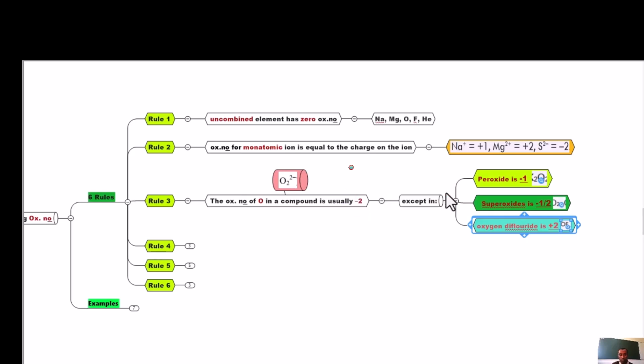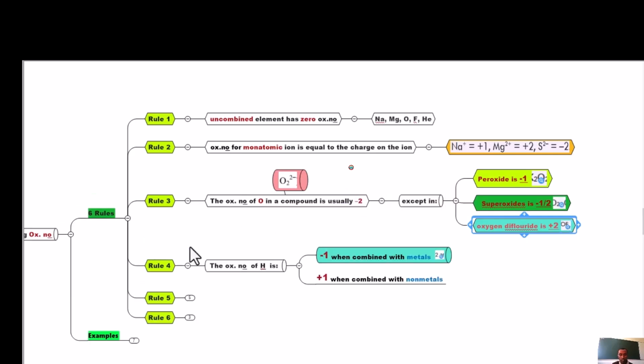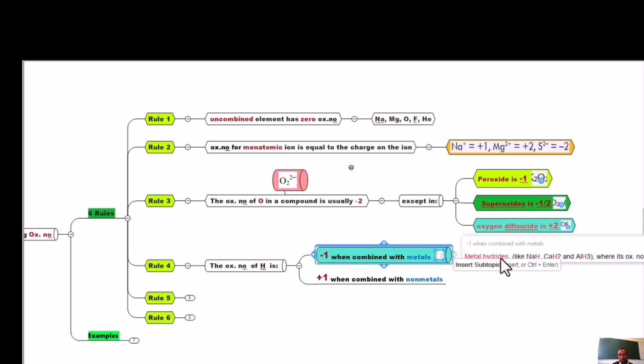Rule 4 is the oxidation number for hydrogen. The oxidation number for hydrogen is minus 1 when combined with metal. Example, in this case, sodium hydride, calcium hydride, ammonium hydride. The oxidation number of hydrogen becomes minus 1 because it reacts with a metal. Then the oxidation number of hydrogen when reacted with non-metal will be plus 1.